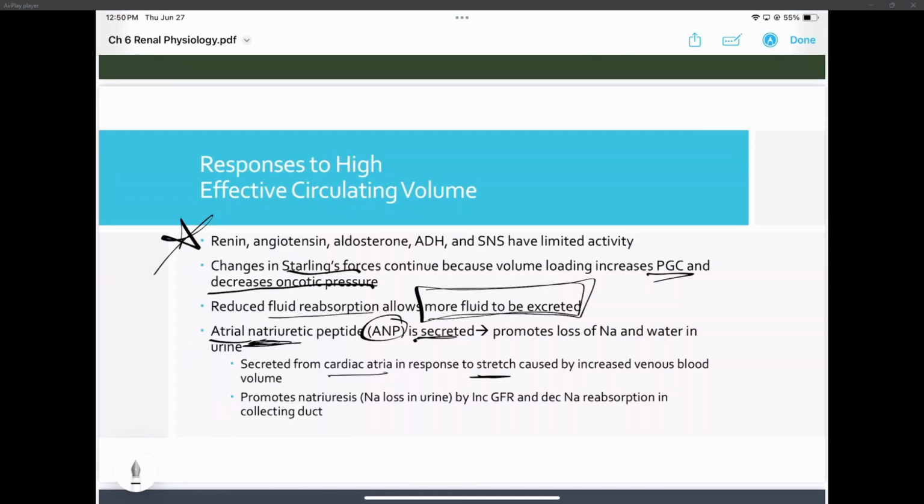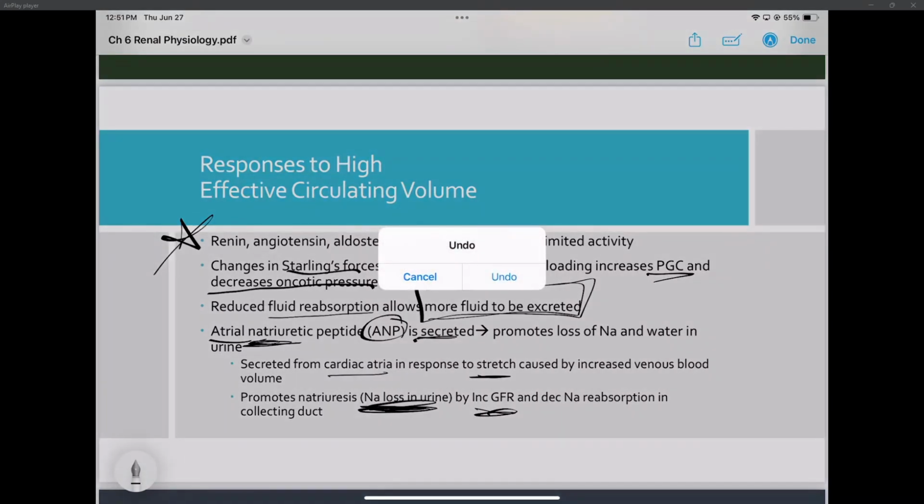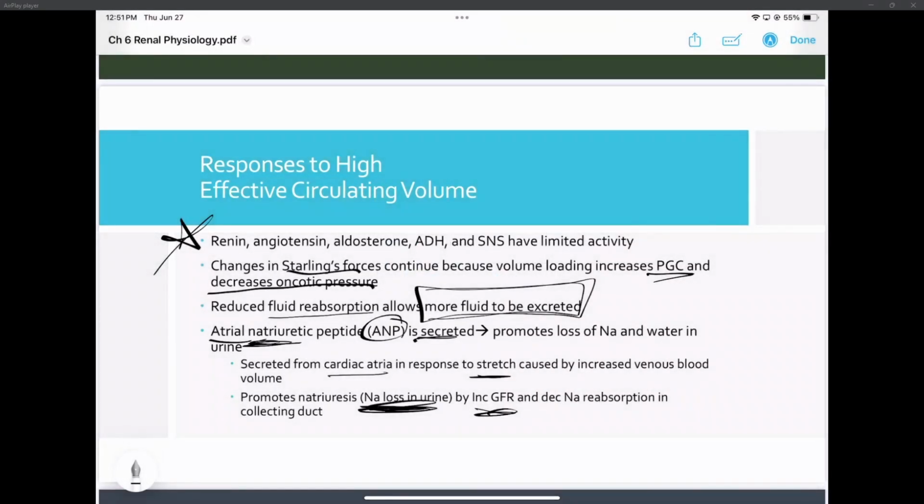It promotes natriuresis, sodium loss in the urine, by increasing the GFR, so more fluid is getting into the kidneys. Whenever we increase GFR, glomerular filtration rate, we're filtering more and more fluid, which we want. And it decreases sodium reabsorption.